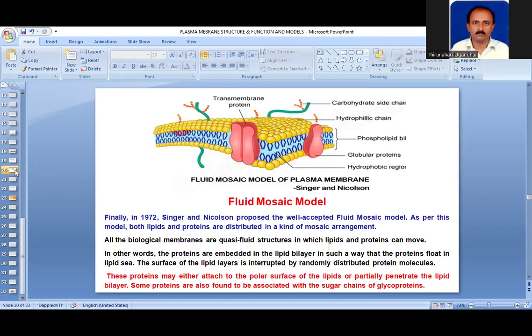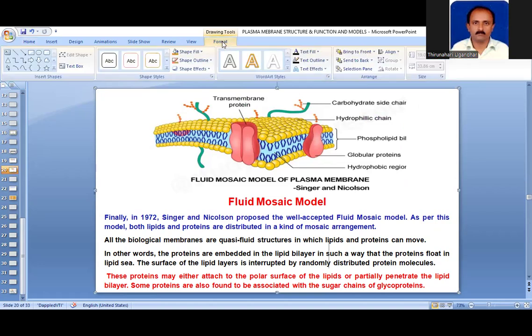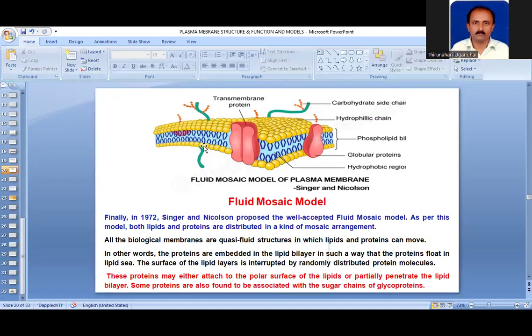This is the fluid mosaic model, the third type of model. Finally in 1972, Singer and Nicolson proposed the well-accepted fluid mosaic model. As per this model, both lipids and proteins are distributed in a kind of mosaic arrangement. Mosaic is like ice: when put into water, ice floats. Similarly, the phospholipids float on the water surface.